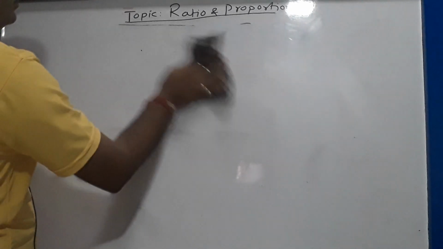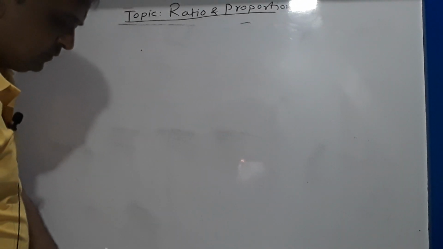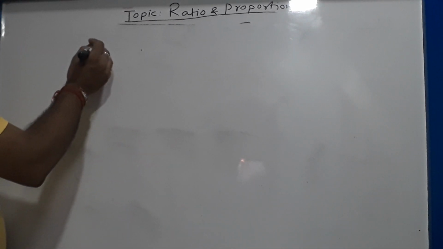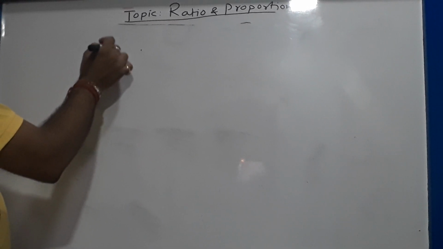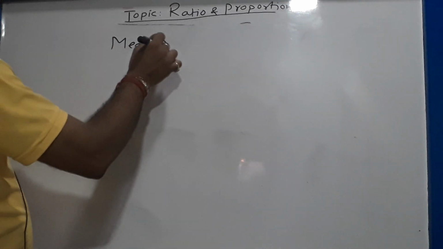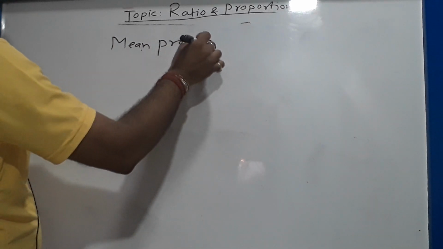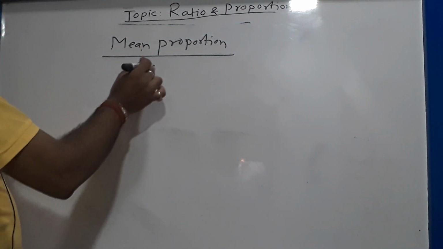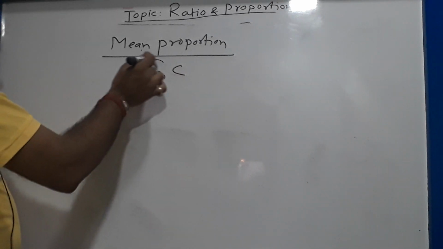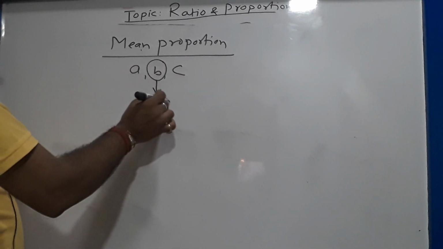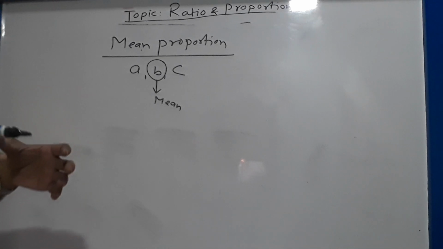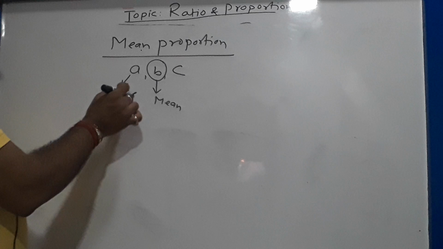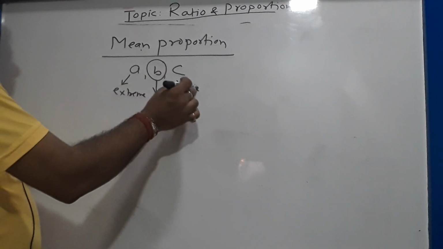So let us solve the problem based on this. Now it comes to mean proportion. First we have seen proportion, now let us see mean proportion. What do you mean by mean proportion? There are three numbers A, B, C. Then B is the mean value. Mean value lies between extreme values, and A and C are extreme values.